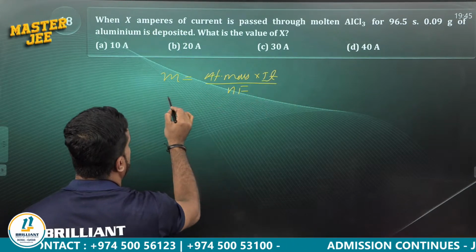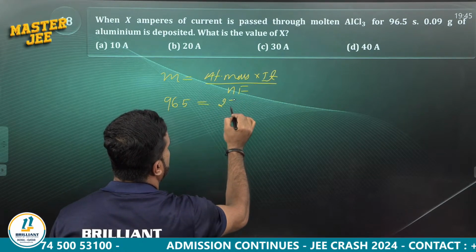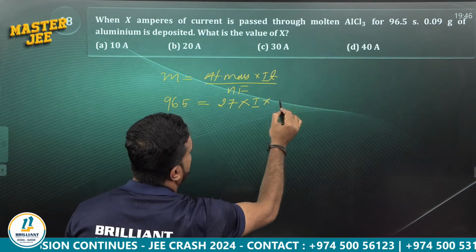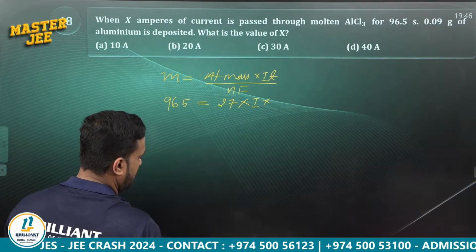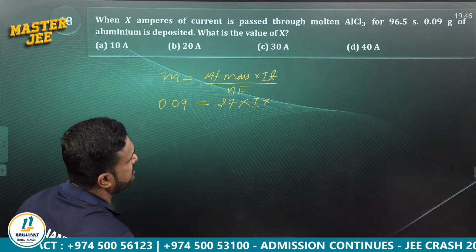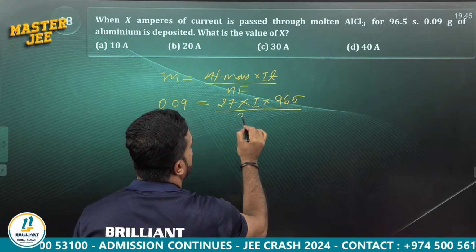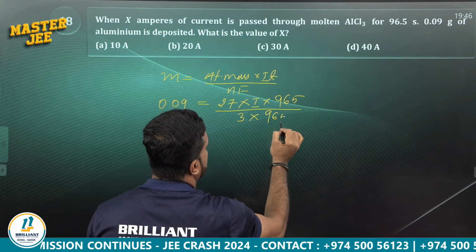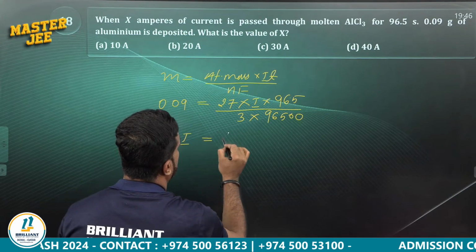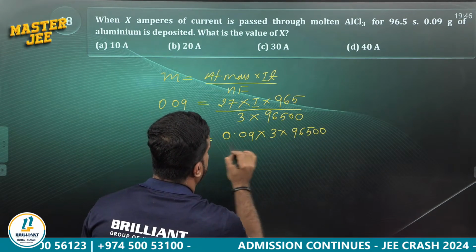So M means mass of substance deposited, which is 96.5, is equal to the atomic mass of aluminum, which you know is 27, into I, which they are asking us to calculate, into time, which they gave as 0.09, divided by n. You know that the valency of aluminum is 3, into Faraday, which is 96,500. Okay.